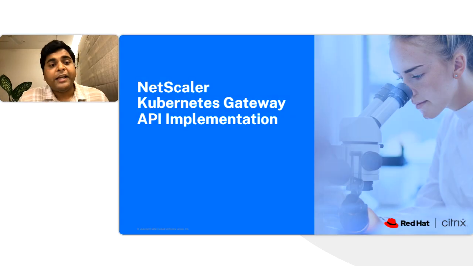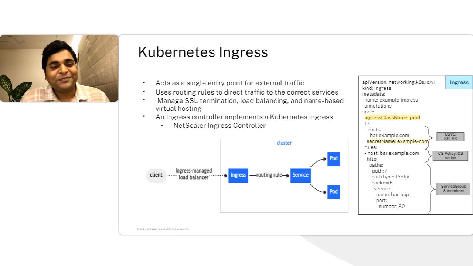Let's dive deep into the NetScaler Kubernetes Gateway API implementation. I hope you are excited now. Before delving into Kubernetes Gateway API, it's essential to grasp the concept of Kubernetes Ingress. Kubernetes Ingress serves as a single entry point for external traffic into the Kubernetes cluster, facilitated by a proxy. It offers various rules, annotations, and settings for intelligent routing decisions.